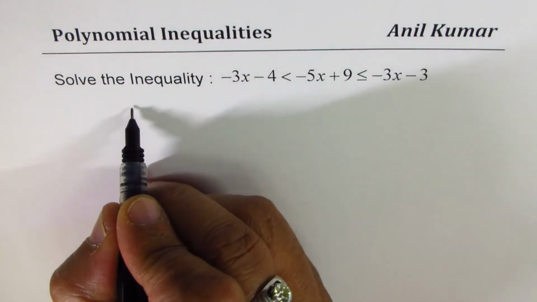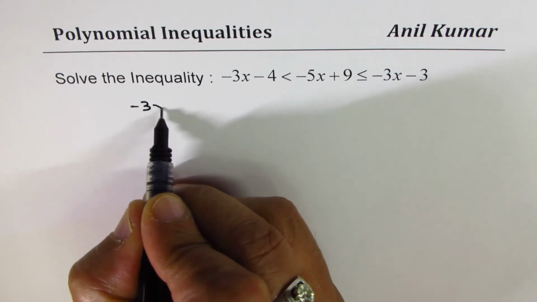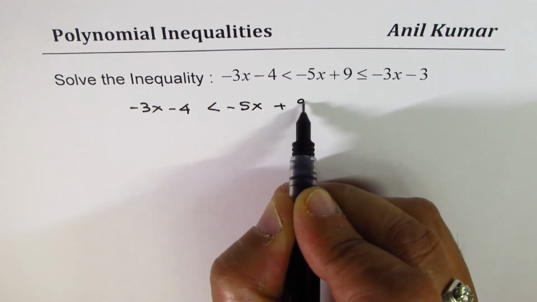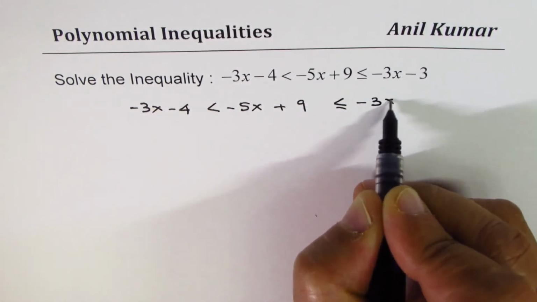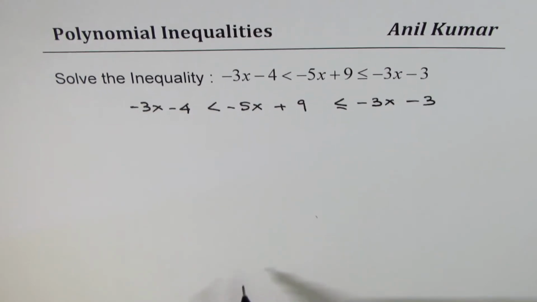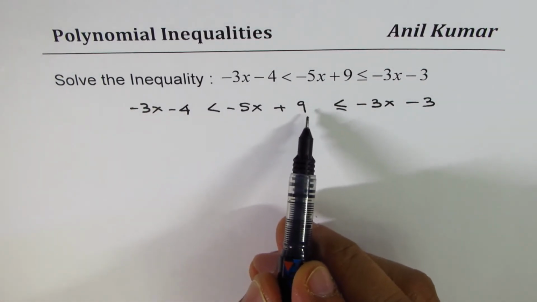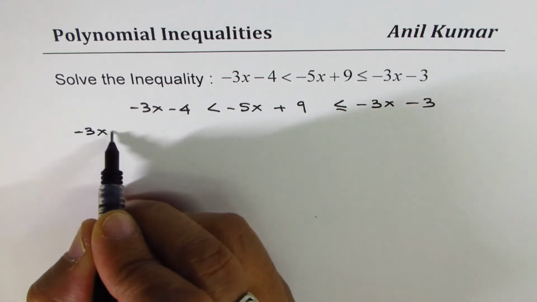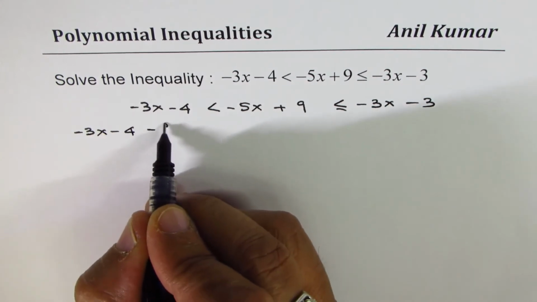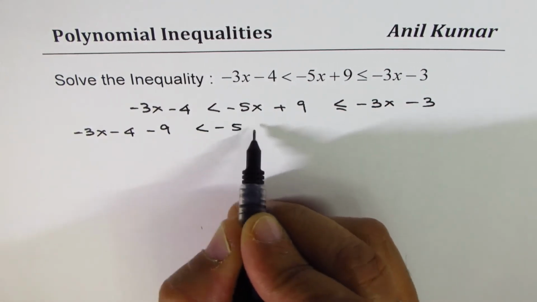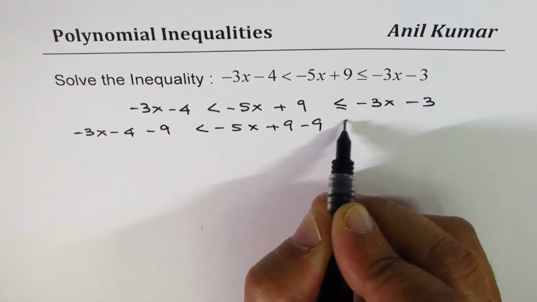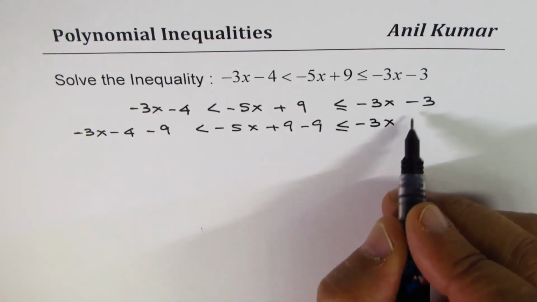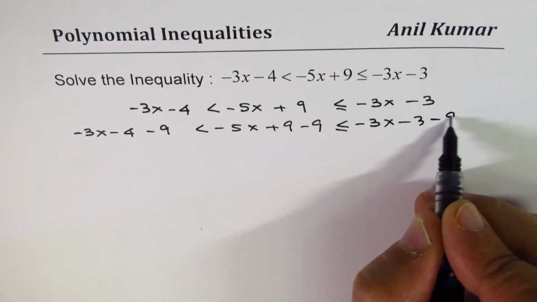Let's begin by copying this question, which is minus 3x minus 4 less than minus 5x plus 9 less than or equal to minus 3x minus 3. So the first step should be to get rid of this constant. We'll subtract 9 from all the terms. So we get minus 3x minus 4 minus 9, and we have minus 5x plus 9 minus 9. And here again, we'll have minus 3x minus 3 minus 9. Is it okay?